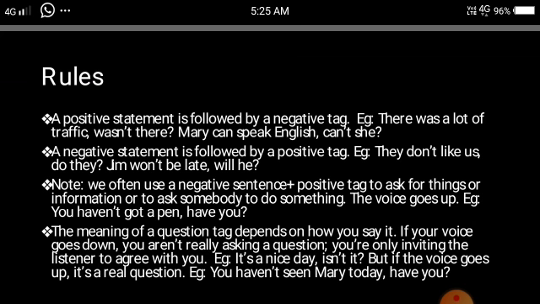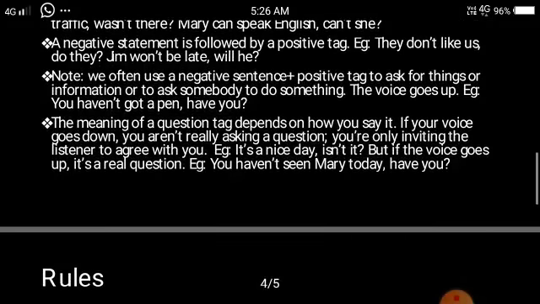Note that we often use a negative sentence plus positive tag to ask for things, to ask for information, or to ask somebody to do something. And then the voice goes up. You haven't got a pen, have you? So I am sure you don't have a pen. I want to confirm, I want to make sure that you don't have a pen. I'm asking for information and that is why I raised my voice. You haven't got a pen, have you?